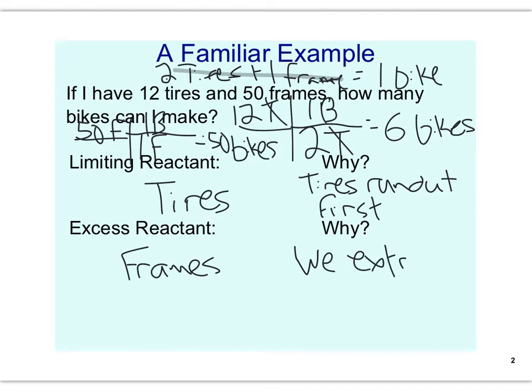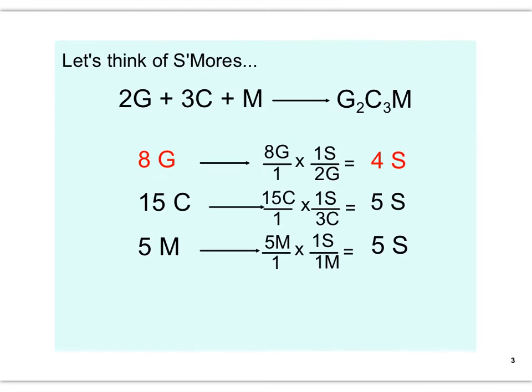This exact same thing applies to chemistry. Sometimes when you do a reaction, you're probably going to have more of one reactant than you would of the other. Or, just to give you one more example for the activity that you'll be doing in class, let's think of this in terms of s'mores.